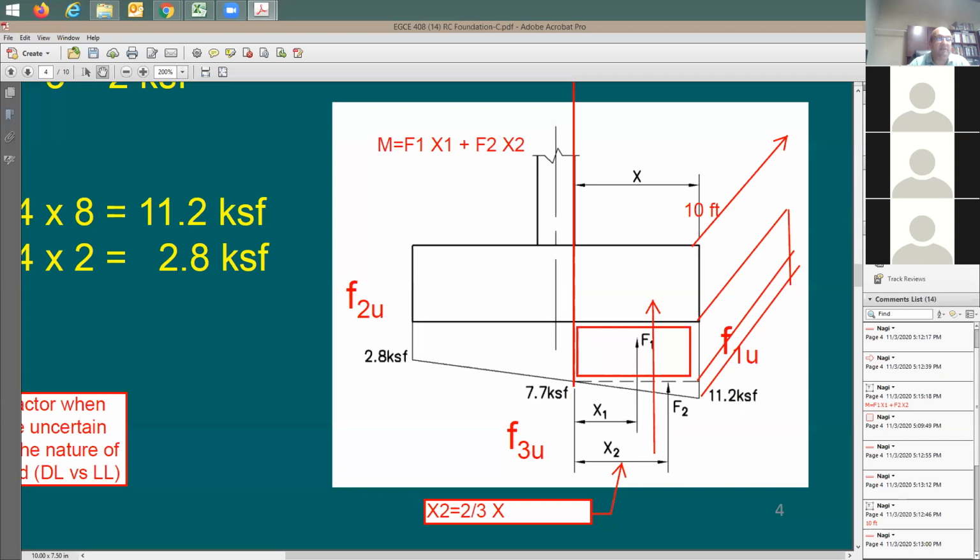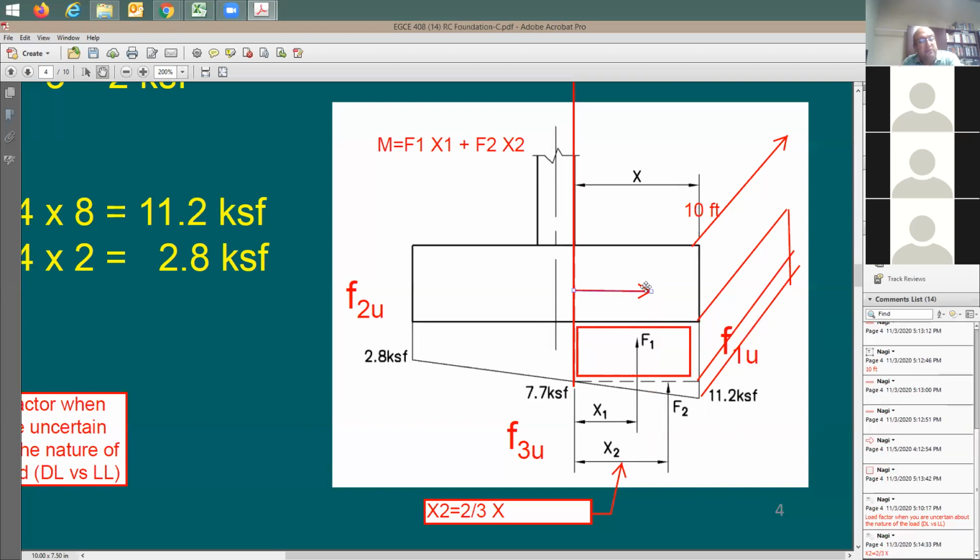I'm going to say, this is nice. I don't see a problem with this. My problem is going to be the distance from here to there. How much is this? You cannot figure out the location of this reaction, so you cannot really find the moment for it. An easier way is to divide this into two forces. I'm going to have one force here for this rectangular stress distribution, and the other one is going to be F2 for the triangular stress distribution.